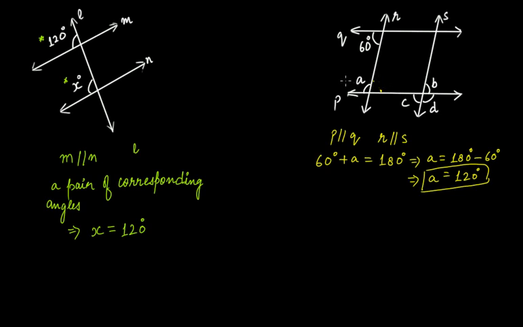If this A is 120 degree, then this angle, we know that in the case of two parallel lines with a transversal, R and S are the two parallel lines, and this P is a transversal in this case, then this angle A will be equal to this angle. Let me take some different color. This angle. How? R and S are two parallel lines, P is a transversal, A and this particular angle will be a pair of corresponding angles.